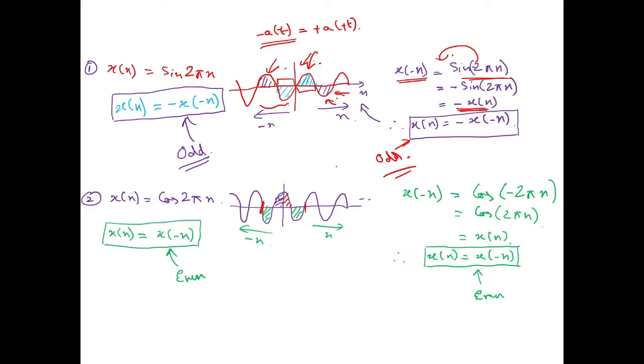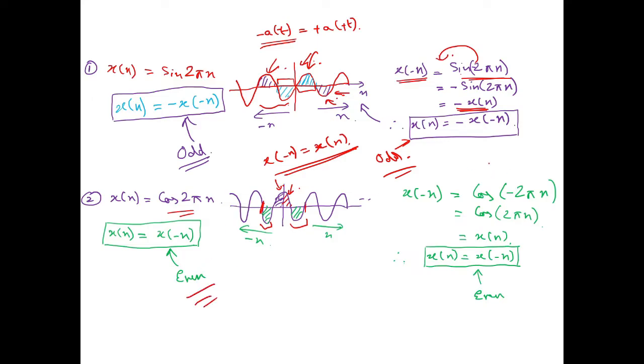On the contrary, if we consider cos 2 pi n, graphically if you look, this positive half is being replicated in the positive half of minus n, and again this negative half is being replicated over here. So x of minus n is equal to x of n. So this is an even signal.